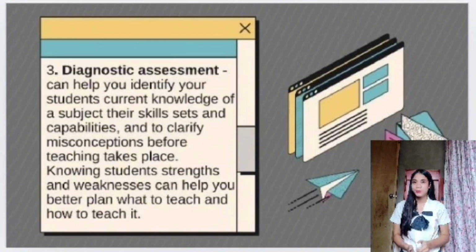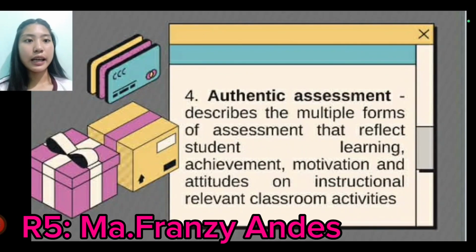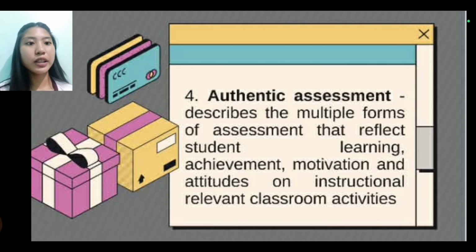Topic today is authentic assessment. Authentic assessment describes the multiple forms of assessment that reflect student learning, achievement, motivation, and attitudes on instructionally relevant classroom activities. So when we say authentic assessment, the students apply what they have learned in real life or in practical situations. So wala ni nag-base sa written test o sa memorization but on actual performance tasks that show how they can use the learning in real life.